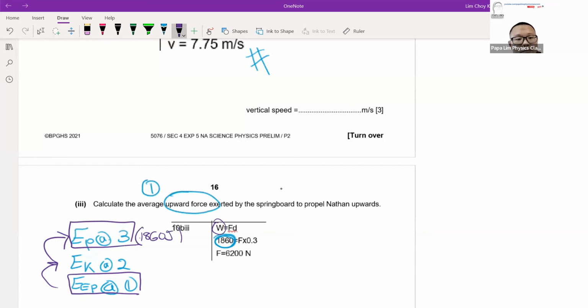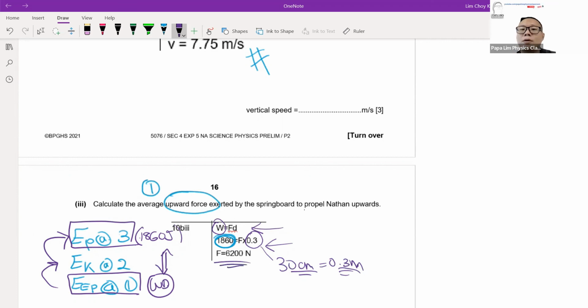Okay, and the elastic potential energy at position 1 is what we call the work done. Okay, so that's why these two are equal, which is where I derive this formula here. Okay, so given that the work done, the distance moved is 30 cm. Remember, this is 30 cm. Okay, convert to meter, it will be 0.3 meter. SI unit, SI unit. Okay, and the force exerted by the springboard will be 6,200 Newton. This is the force that allows Nathan to be shot up for another additional 3 meter.